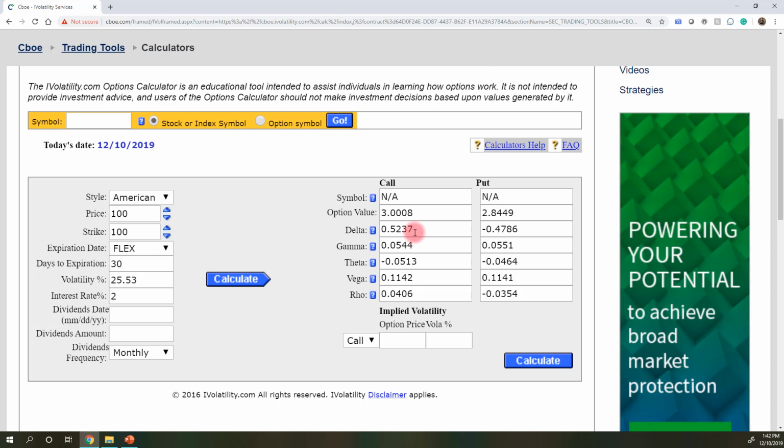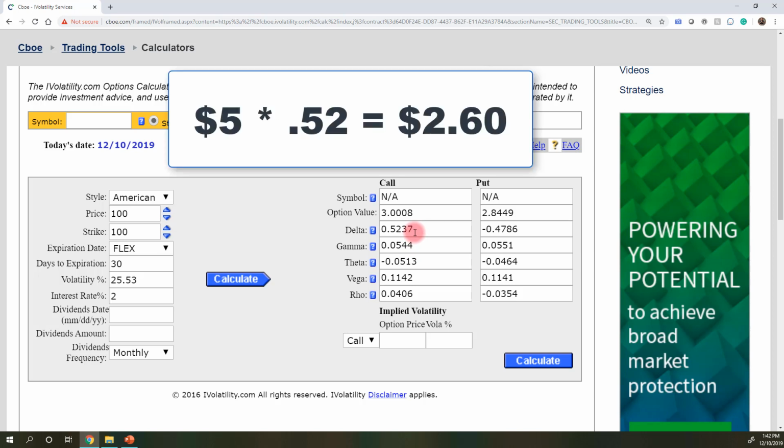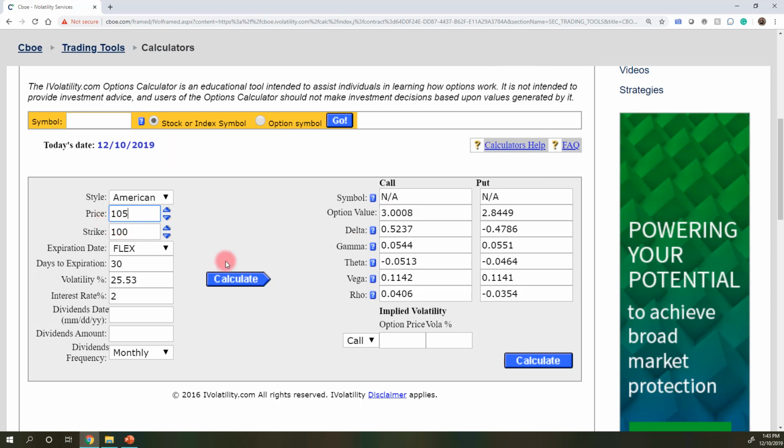Most novice traders would say, well, let's take this $5 change in the stock's price times your delta of 0.52. And that's going to give you $2.60. So they're going to tack that onto this $3 option price and say, well, I would expect it to be trading for $5.60. But watch what happens. It's actually $6.25. You're off by a long shot because you didn't account for these changing deltas. I mean, take a look right here. Your deltas are up to 0.77.